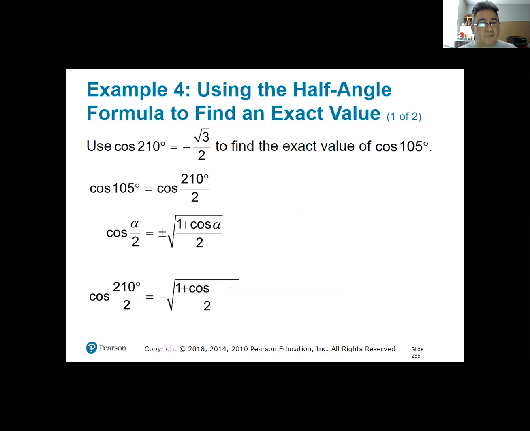105. Now 105, does it say 210? 210, right? 1 plus cosine of 210, right? Mm-hmm. And now we start to just fill in and do the algebra, right? Now notice everything is still the same, but now cosine of 210, they told us from the beginning, is what? Negative square root of 3 over 2.